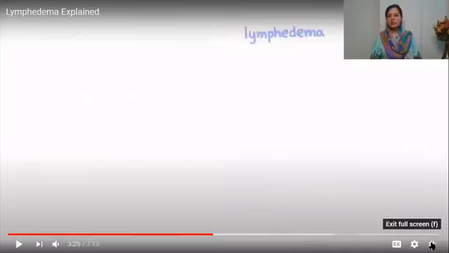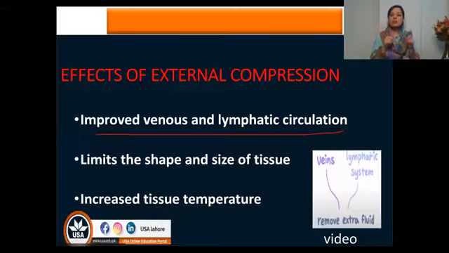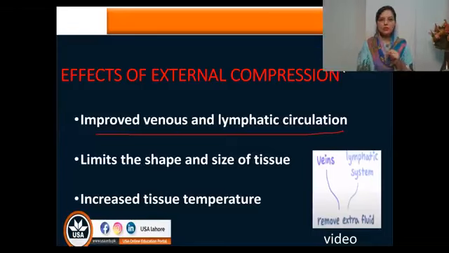So I'm going to stop the video here because I will explain the lymphedema myself, and I'm going towards our main topic of the discussion, that is basically the effects of the external compression. So we said the first main effect is improved venous and lymphatic return. The second one is we can use compression to limit the size and the shape of the tissues. And we can also use external compression in order to increase the tissue temperature.